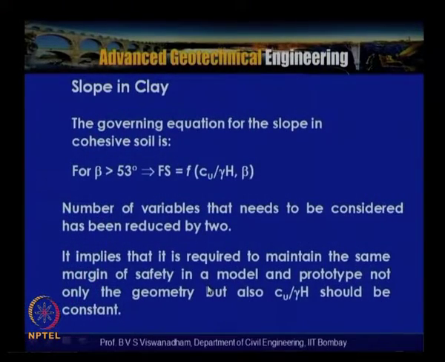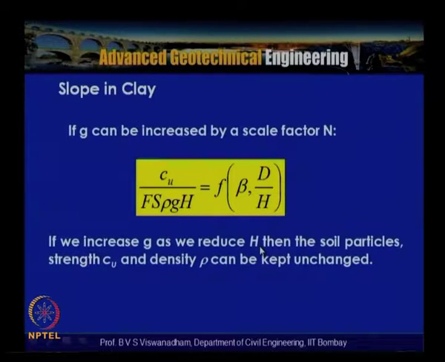So here it implies that in order to maintain the same margin of safety, the model and prototype should have not only the same geometry but also the same Cu by gamma h. So if g can be increased by a scale factor n, that is what we have been talking about, Cu by factor of safety rho gh is equal to a function of beta and d by h. If you increase g, we reduce h, then the soil particles' strength Cu and density rho can be kept unchanged.